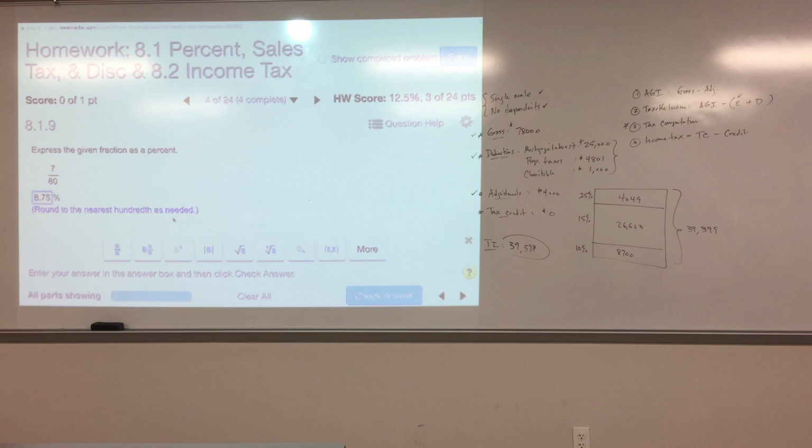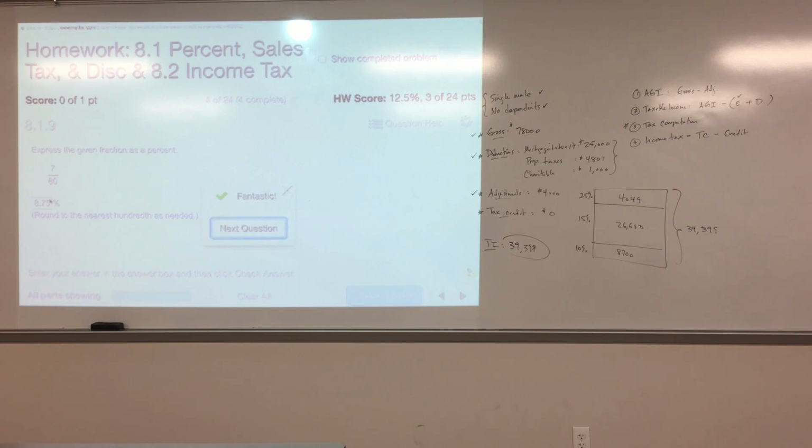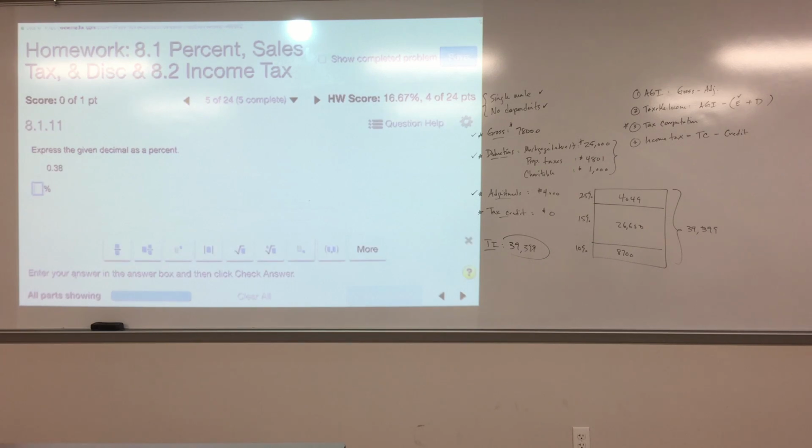Yes, it is. The 7 is in the tenths place, the 5 is in the hundredths place. It's done. Okay, good. Now, this one's easy because it's already a decimal. What's the answer? 38%. You don't even have to do the division. Okay? How about this one?